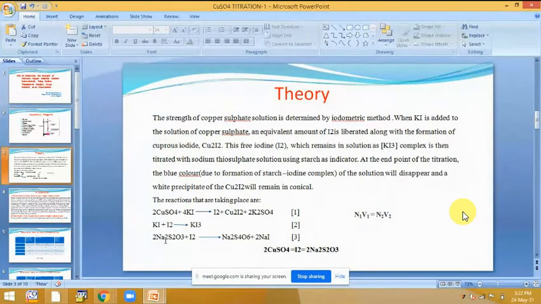That's why after some time we will add starch solution, when the solution becomes light yellow from brown. Due to this starch iodine complex, the solution color becomes blue, because when iodine reacts with starch, it forms a starch iodine complex whose color is blue, and with time this blue color will change to white.